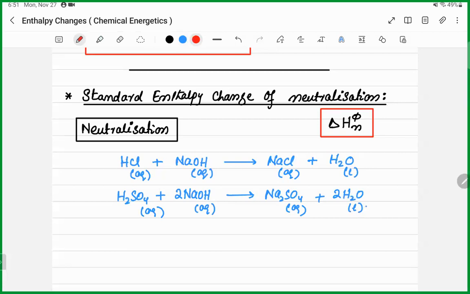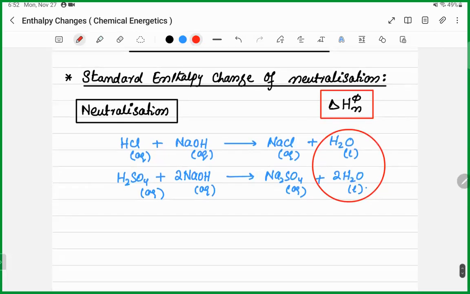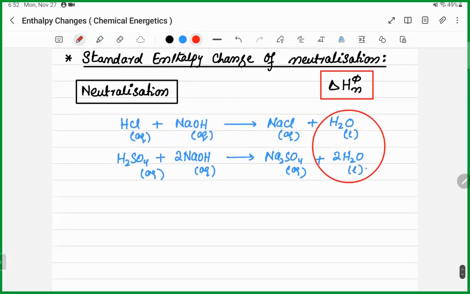In both equations I have used different acids and I've used different alkalis and I'm getting different salts. This is something which I'm getting common in both. What is this? Water. No matter which alkali you take, no matter which acid you take, you will get different salts, but the common factor is basically the formation of water.